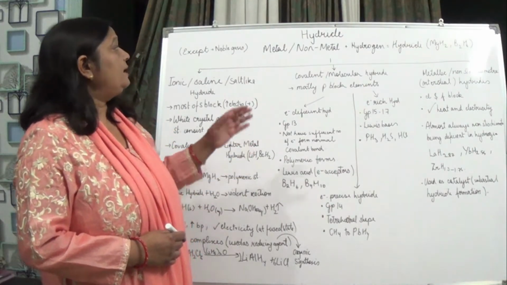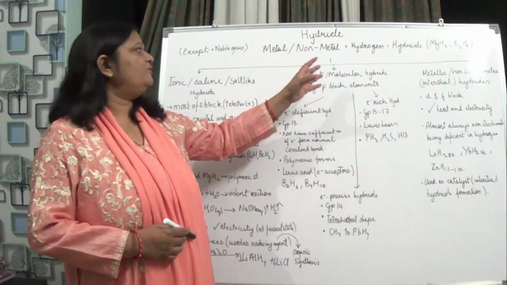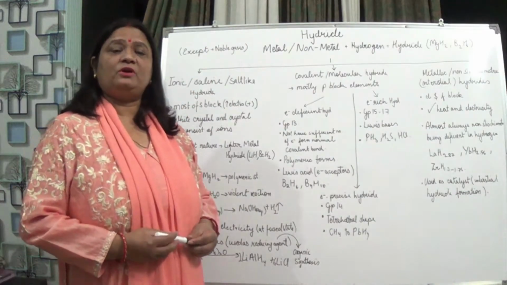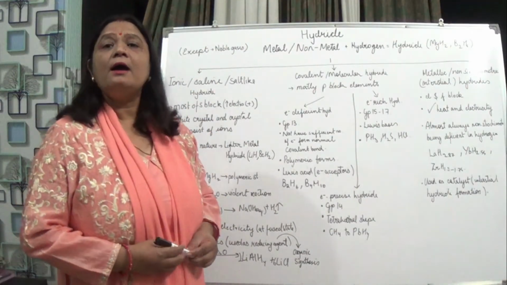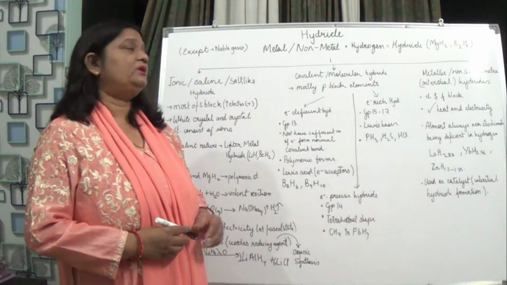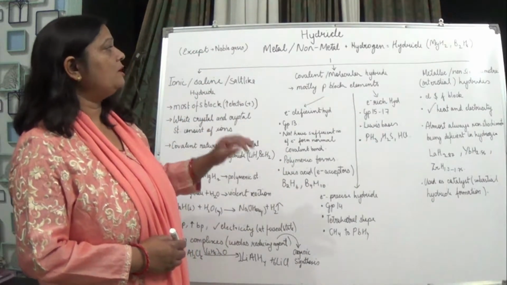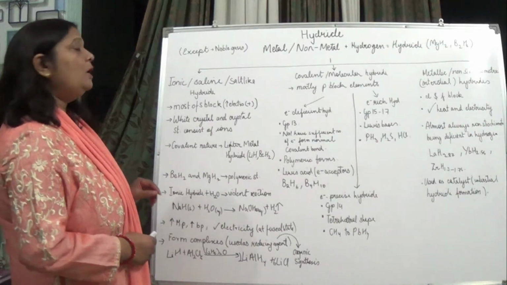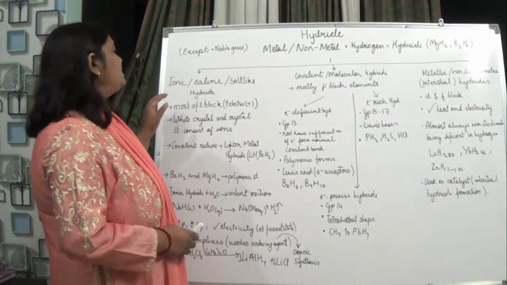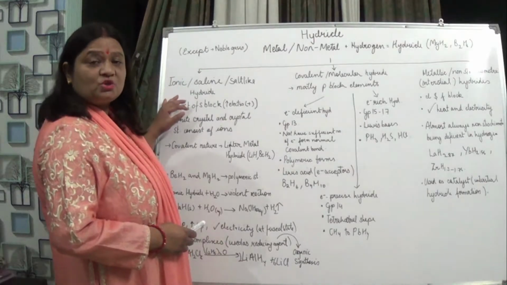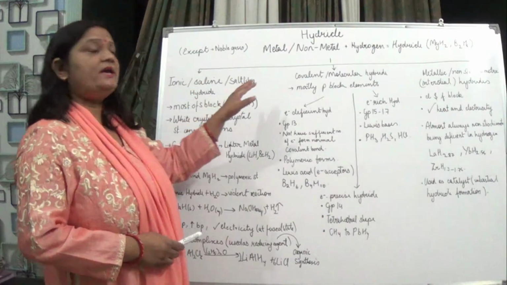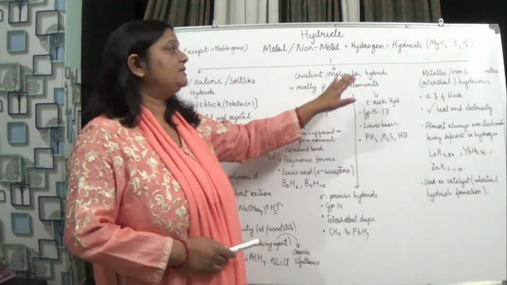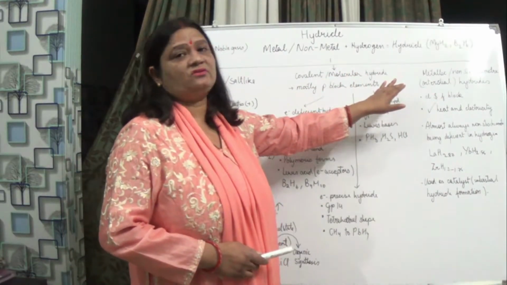Hydrides are formed with metals and non-metals, but not with the noble elements or noble gases, because they don't need to participate in the reaction, as their octet is already complete. Hydrides are basically of three types. First is ionic, saline or salt-like hydride. Second is covalent or molecular hydride, and the third is metallic or non-stoichiometric hydride.